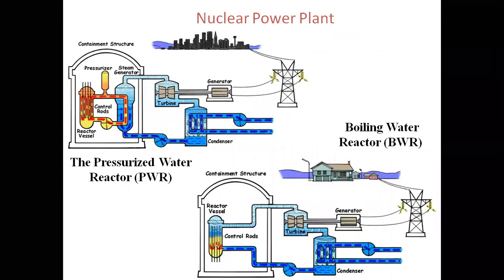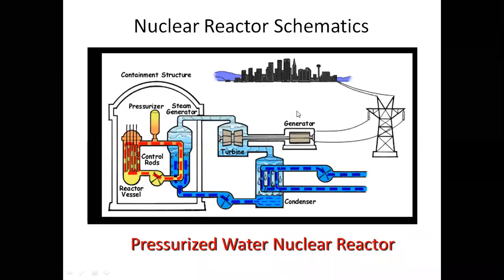In the nuclear power plant, the reactors are classified into 3 types. One is the boiling water reactor, BWR, and the pressurized water reactor, PWR. Another one is the fast breeder reactor, FBR. But the maximum in nuclear power plants prefer the PWR, that is the pressurized water reactor.